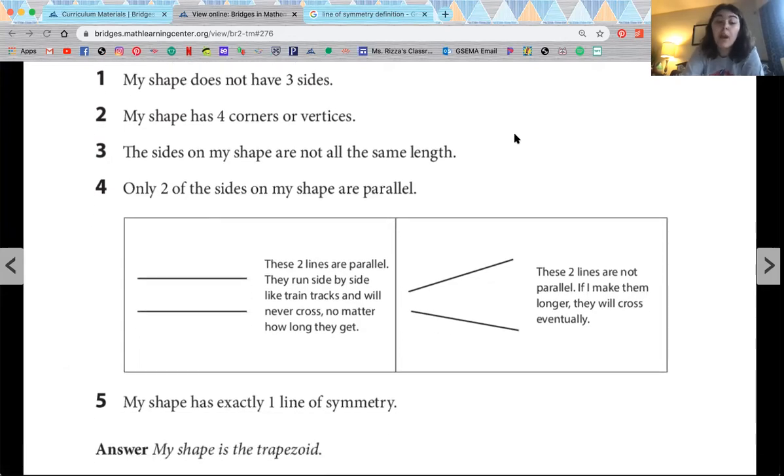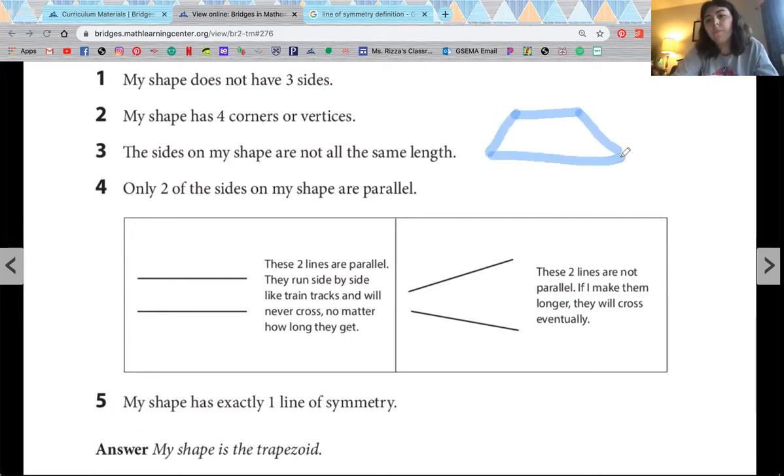My shape is a trapezoid. So a trapezoid has how many sides? 4 sides. So it has 4 sides, 4 corners or vertices. The sides are not all the same length because, let me see if I can draw a trapezoid on my screen here for you all to see. There you go. So remember, a trapezoid kind of looks like this. So it has my 4 corners or vertices. The sides aren't the same length. These are not the same length. These ones might be, but these are definitely not. So they're not all the same length.